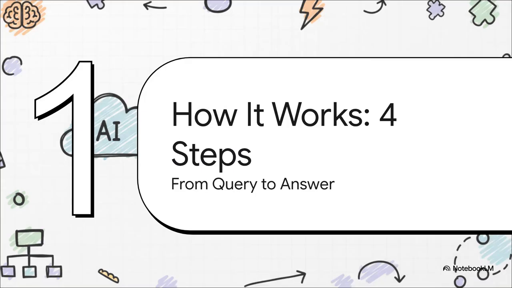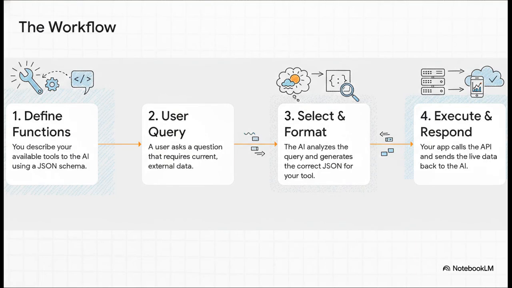Now, I know this might sound complicated, but the process is actually incredibly straightforward. Let's just walk through how it works in 4 really simple steps. Think of it like a 4-step dance. First, you, the developer, describe your tools to the AI. Hey, here's a function that can get the weather. Second, a user asks a question that needs that tool. Third, and this is where the magic happens, the AI analyzes the question, picks your weather function, and generates the exact JSON parameters needed to run it. And finally, and this part's really important, your application takes that JSON, makes the real API call, and feeds the live data back to the AI. Your code always stays in control.